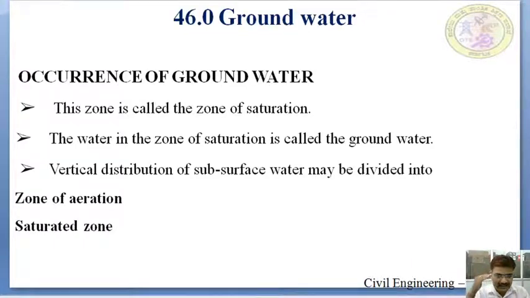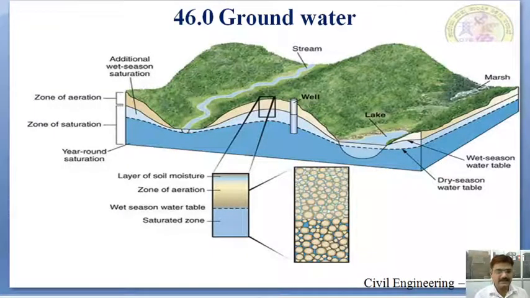Now, in this zone, there is a vertical distribution which is divided into two types, that is zone of aeration and saturated zone. This is the pictorial representation which shows them. See, this is the mountainous or hilly part, and this is the marshy area. This is the stream which is flowing from the mountains. During precipitation, water starts falling on the mountains, and since it flows from higher altitude to lower altitude, it is collected in the form of streams.